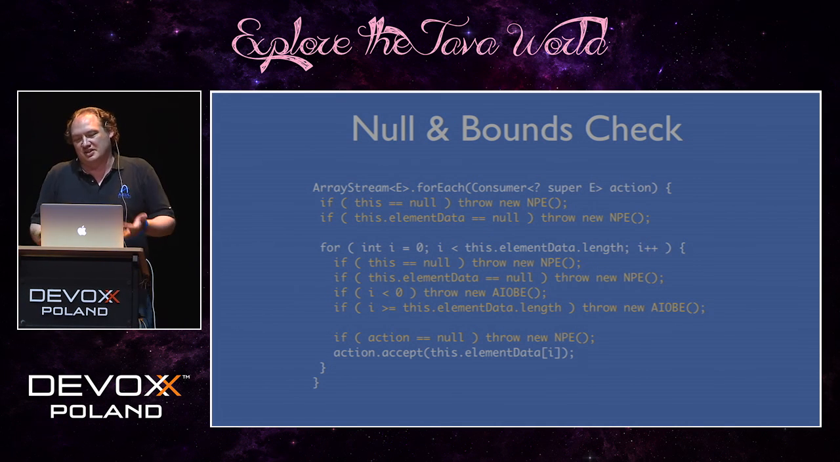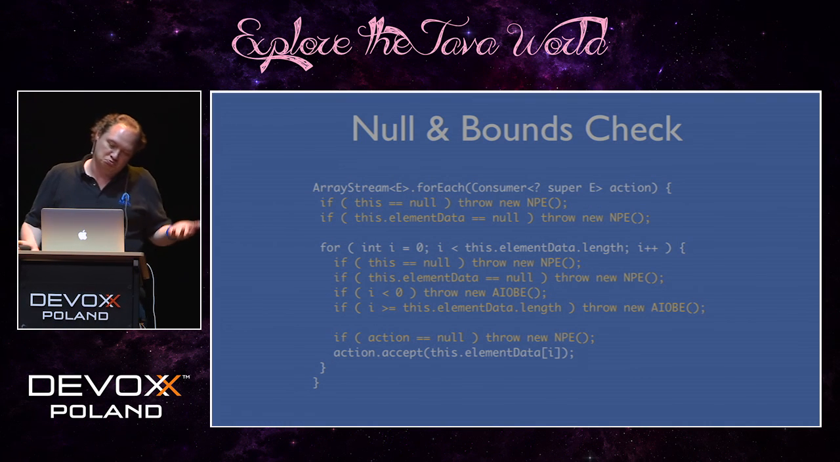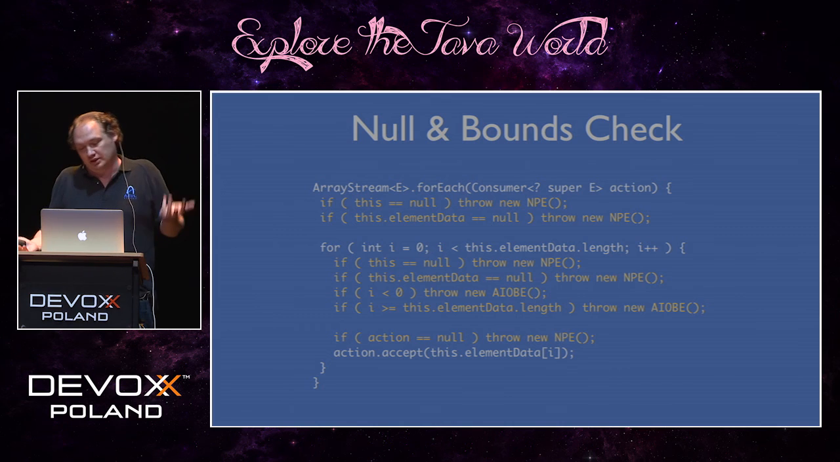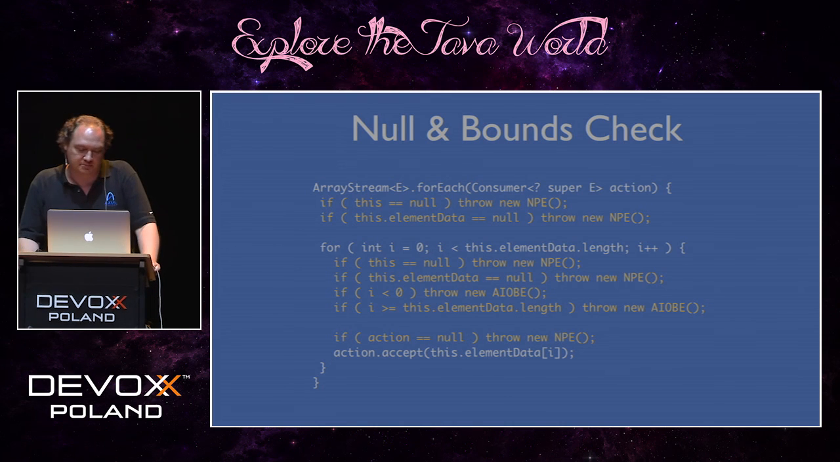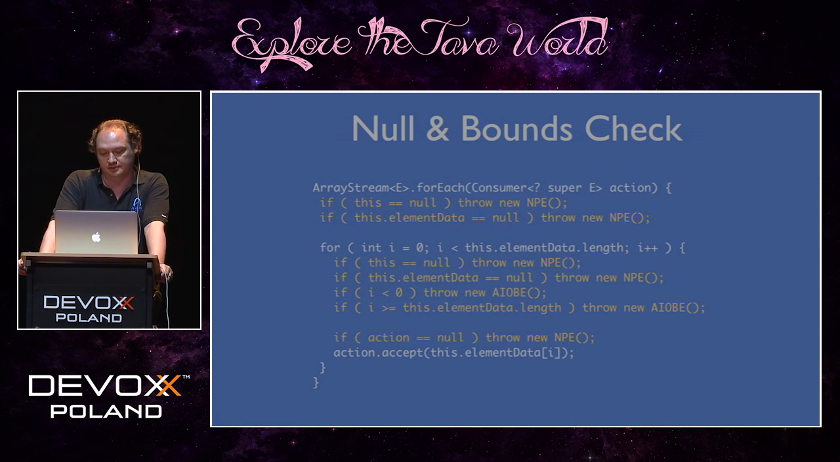Before I can access this element data at the top of the for loop, I have to first access this. Can this be null? Well, if it could, we have to throw a null pointer exception. Could this element data be null? Well, if it could, we have to throw a null pointer exception. All right, then we have to do this again inside of the loop before we access the element of element data. And then we also have to check the bounds.